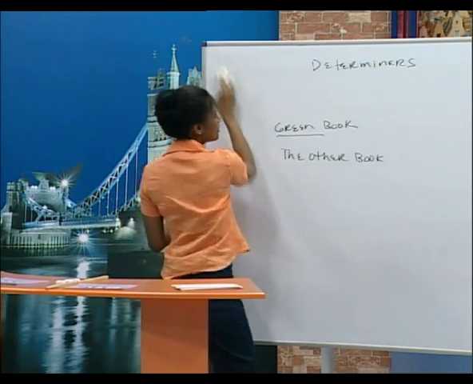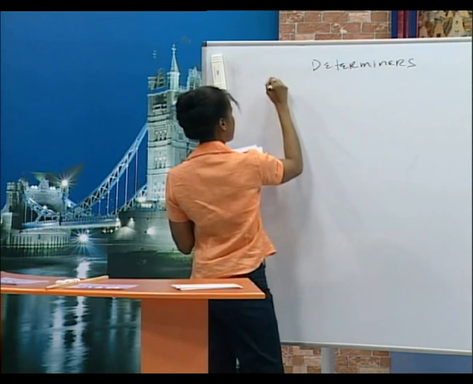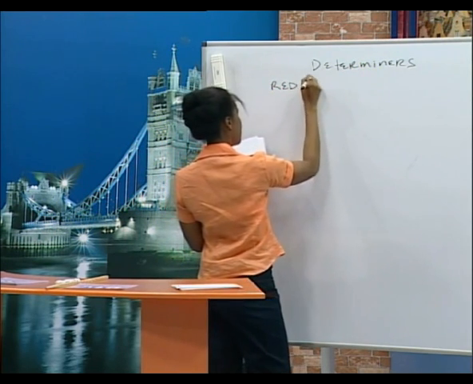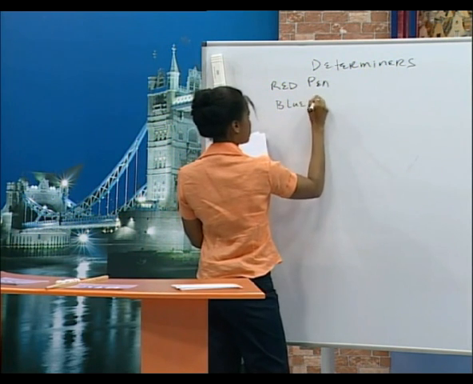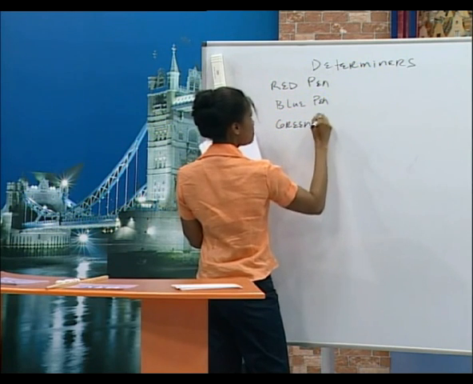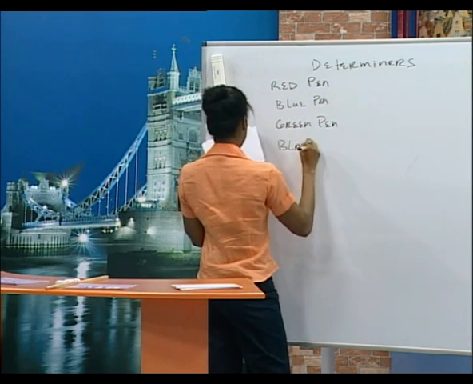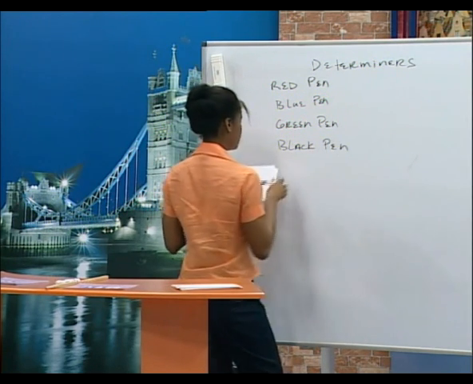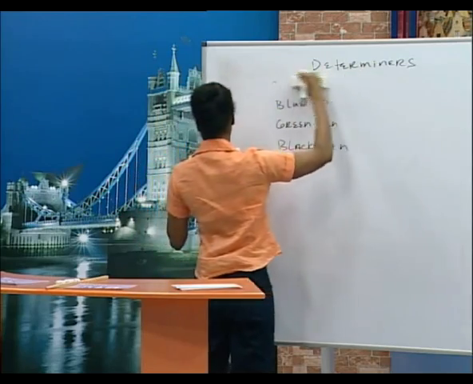Okay, Alberto, now it's your turn. This time there are four pens on the table. We have a red pen, a blue pen, another is a green pen, and the other, the last one, is a black pen. Okay, take one pen, Alberto. I took the red pen. Okay, good.